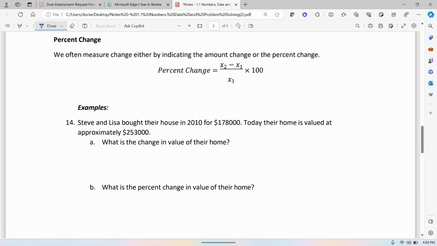Percent change, this is going to seem to come like, how is this related to everything we've done before? And it kind of is, in that we're working with basic numbers. Also, it's something else that we're going to look at in this section here. Percent change. I have some pretty crazy numbers here. Steve and Lisa bought their house in 2010 for $178,000. Today, their home is valued at approximately $250,000. What's the change in value of their home?